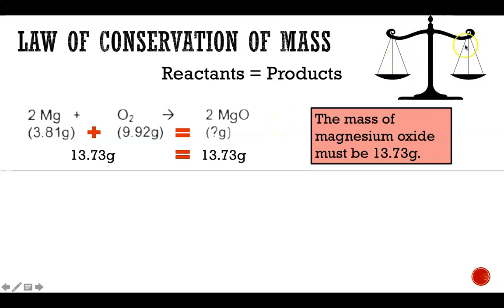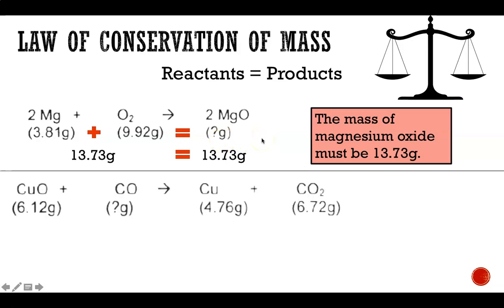And I've got a picture of a balance here because that's exactly what we're doing. We're trying to make sure that our reactants and our products are balanced, that those masses are the same, because we don't have anything that's appearing and we don't have anything that's disappearing. So it has to be equal.